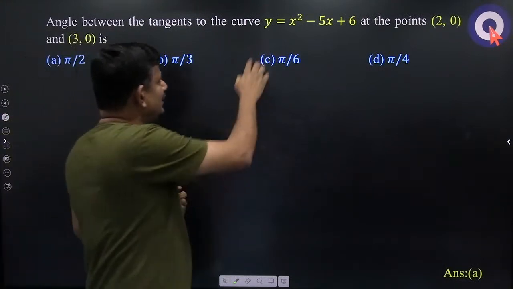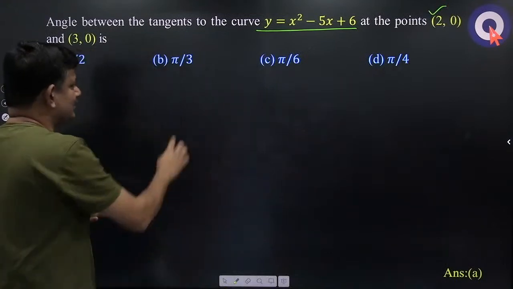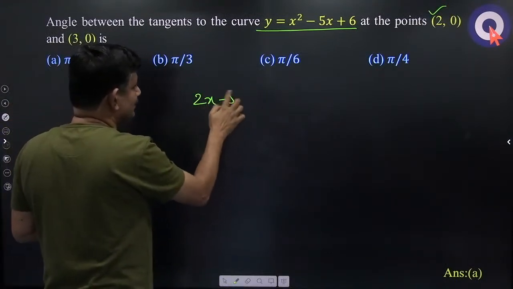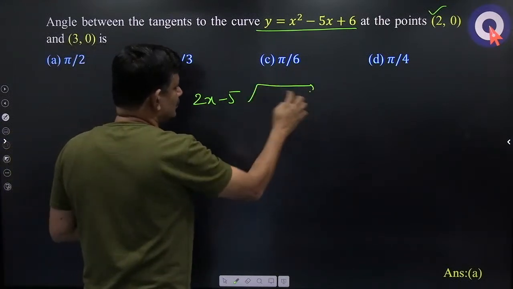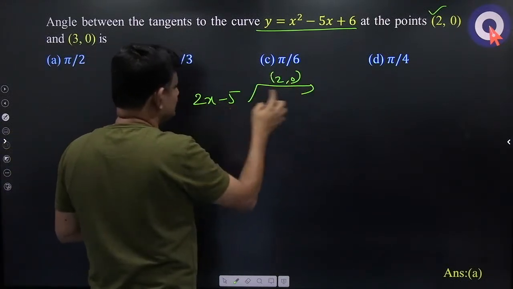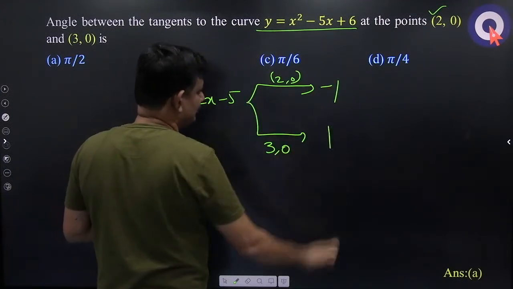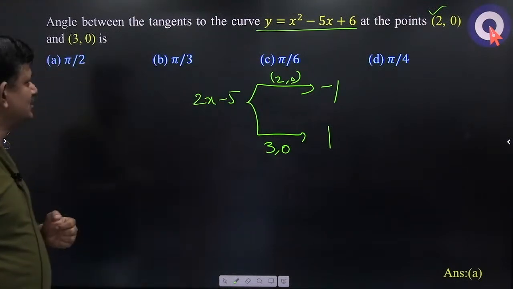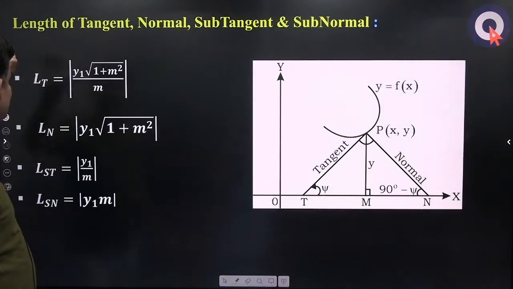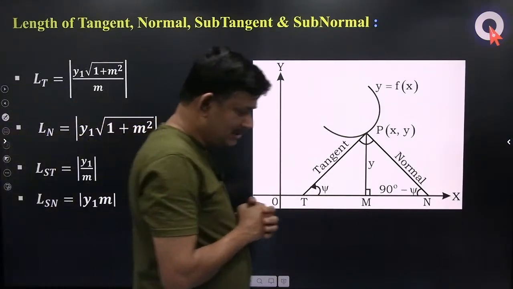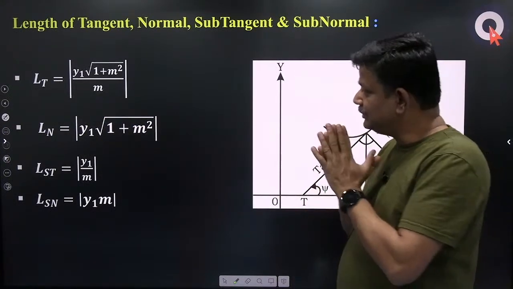Okay, so straight away he is asking you to find tangent slope at this point 2 comma 0. Find dy by dx. dy by dx is 2x minus 5. Find slope of the tangent at 2 comma 0. At 2 comma 0, how much will be the slope? Substitute 2 here, minus 1. At 3 comma 0, how much will be the slope? 1. These two are perpendicular to each other, so angle between them will be 90 degrees. Simple, straightforward question.